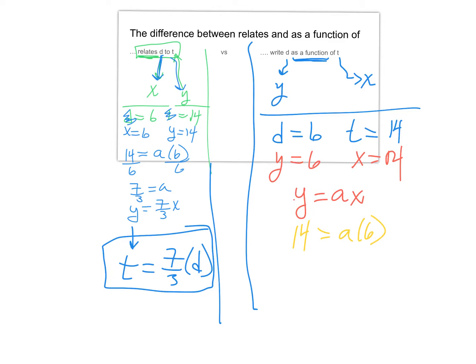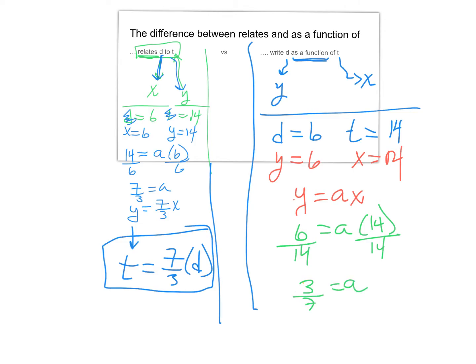Times 6, divide by 6. Oh wait a minute, I did this backwards. Sorry about that. So this time my y is 6, and my x value is 14. So divide by 14, and this time 3/7 is equal to a.